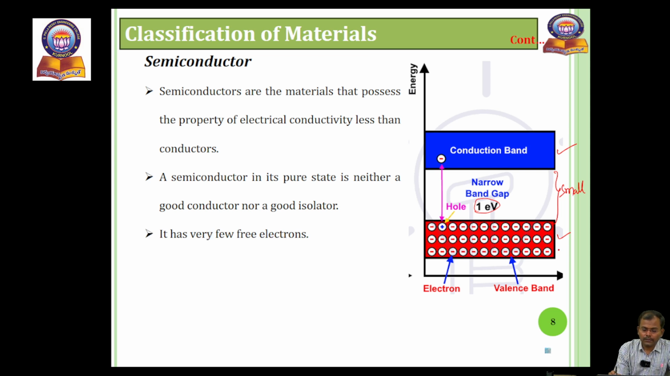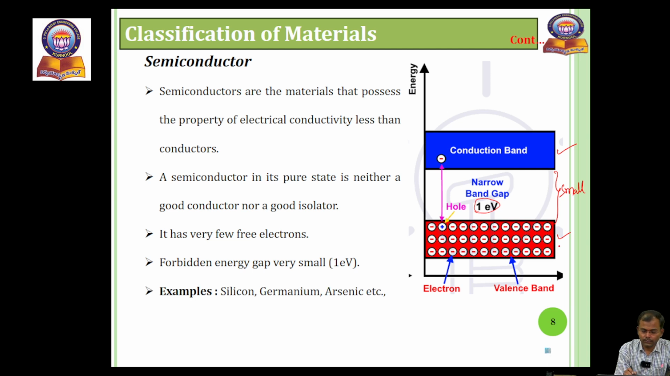It has very few free electrons. Forbidden energy gap is very small, which is approximately 1 electron volt. Generally, silicon, germanium, arsenic, these are some semiconductor materials.